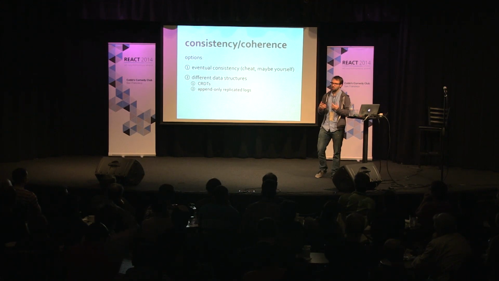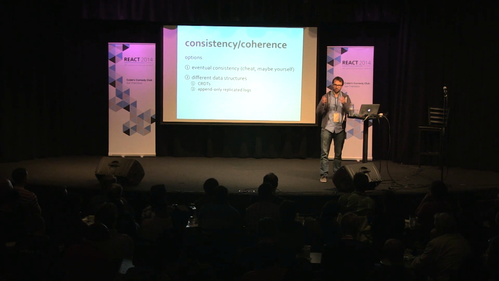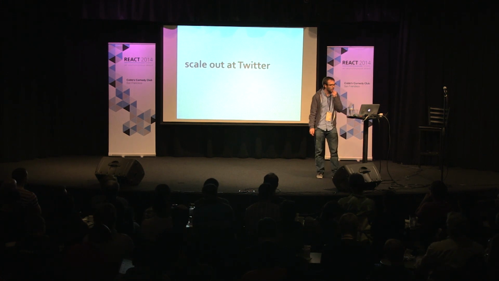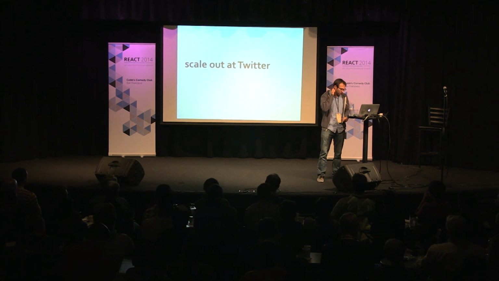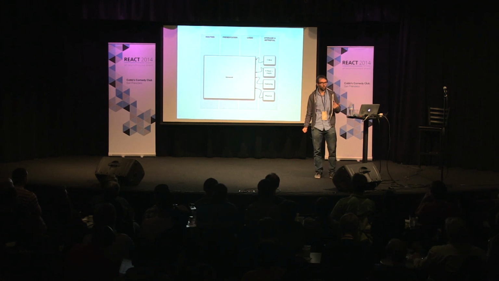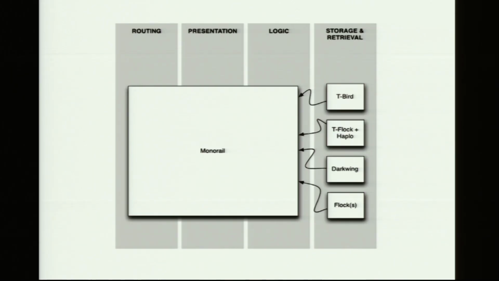Different ways of actually working with this data that might need to get shared between multiple of these components that you've scaled out. Okay, so scale out at Twitter. So this is maybe the other reason why this is an interesting topic for me to talk about. This was Twitter circa 2010 when I joined the company. It was one giant monolithic Ruby on Rails app that we affectionately dubbed the monorail.